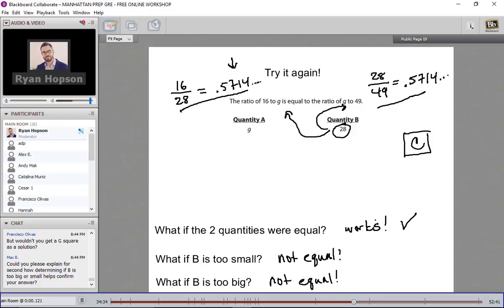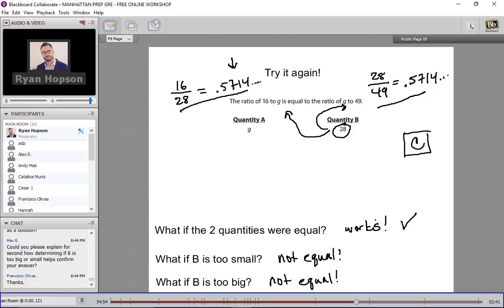Excellent. Because C squared as a solution. Francisco, we can talk about that a little bit more after class. We'll get into the weeds with that. I want to stay focused on the strategies for now, but absolutely, I want to come back and address that.